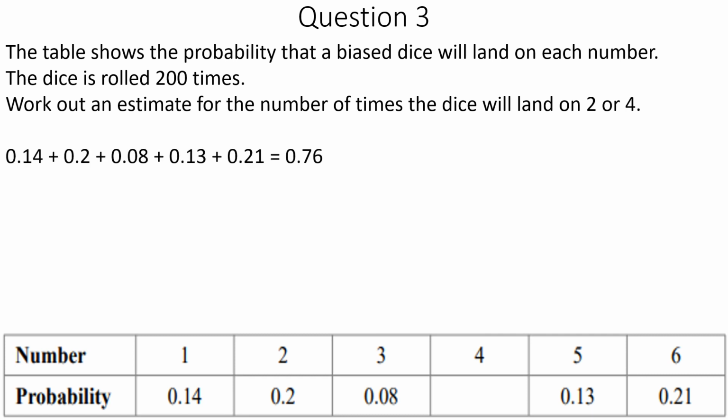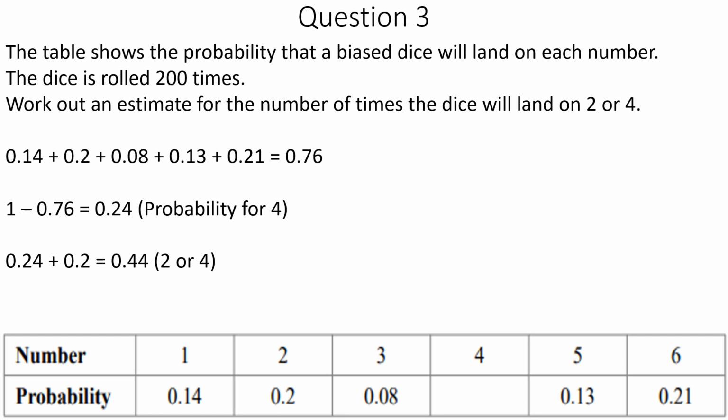First of all, if you add up the probabilities we already know, so we already know 1, 2, 3, 5 and 6, if you add those up, you get 0.76. Well, if you take that away from 1, that gives you 0.24. Remember, all probabilities, when they're in as decimals, add up to 1. So that's the probability that it's going to be a 4. If we add that to the 2, we get 0.44, so it's a 44% chance, essentially. Multiply that by 200, and that should tell us that we would expect it, based on this, to land on there 88 times.